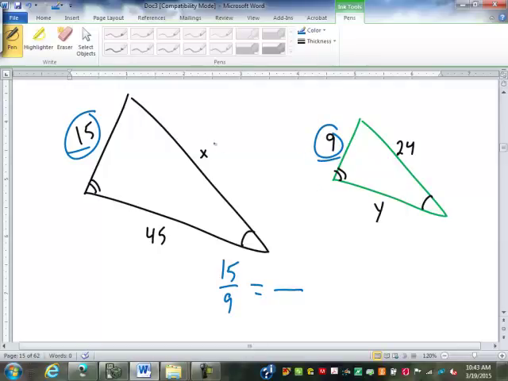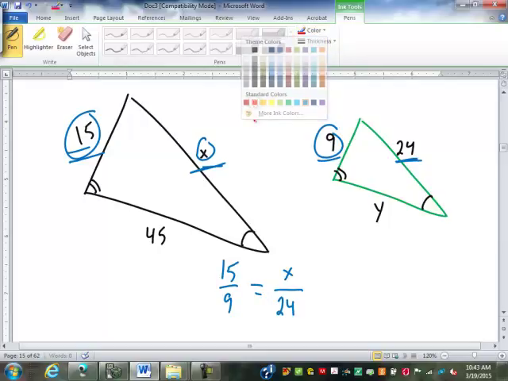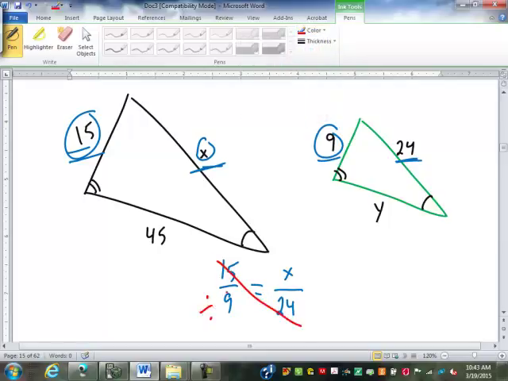So let's assume we're finding x first. Is that going to go top or bottom? Top, because it's from the same figure as the 15, so it goes with the 15. Now what goes below it, of course, is the corresponding side from the other figure, which is the 24. So now if we cross multiply and divide, 15 times 24 divided by 9 is, what is it? 40. Very good.